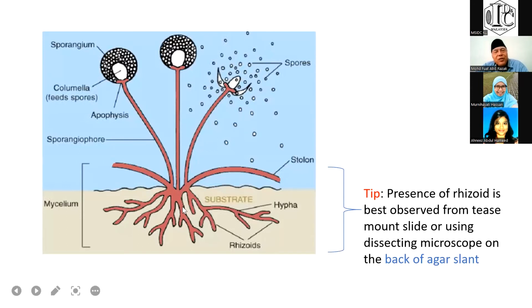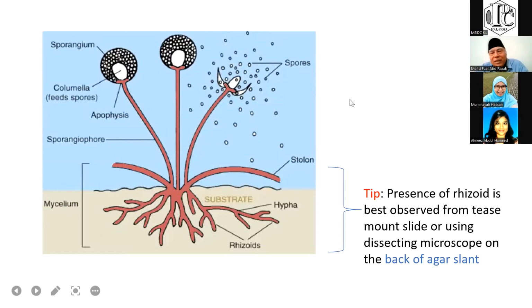So you probably missed it, and you will never identify Rhizopus, for example. So the tip is, the presence of rhizoid is best observed from a teased mount. Instead of using sellotape mount, you should learn and use the teased mount technique, because in this technique we dig a little bit of the growth in the agar, so there will be more chances to dig out a rhizoid.